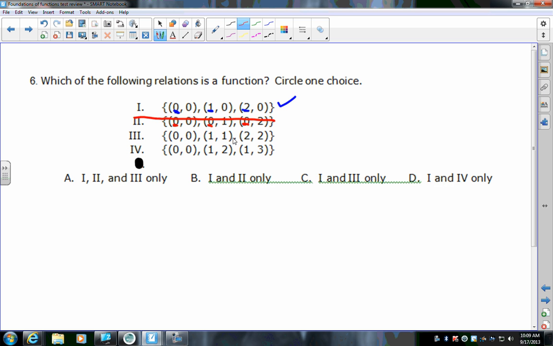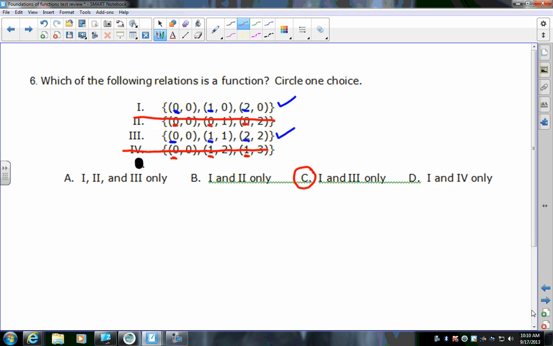The next one is 0, 1, and 2. Those don't repeat. That is a function. 4, 0, 1, and 1. Those ones repeat. That is not a function. So your answer should be C because it's 1 and 3 only.